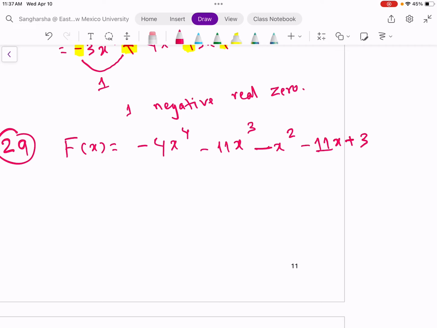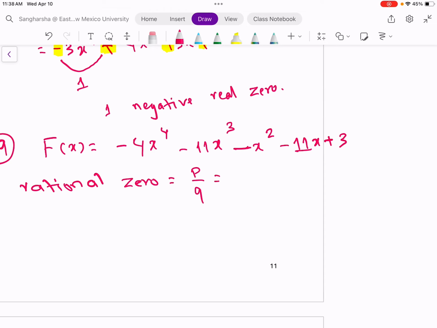We know how to solve quadratic equations, that's what we know. We haven't learned how to solve fourth degree and third degree equations. Here we will use our rational zeros. Let's find the rational zeros first, and out of those we can find one or two real zeros. So the easiest way would be finding the rational zeros. Rational zero is p over q, and p is every factor of the constant.